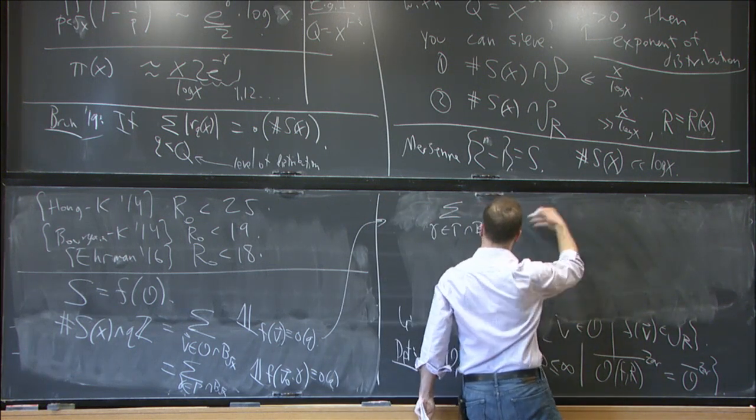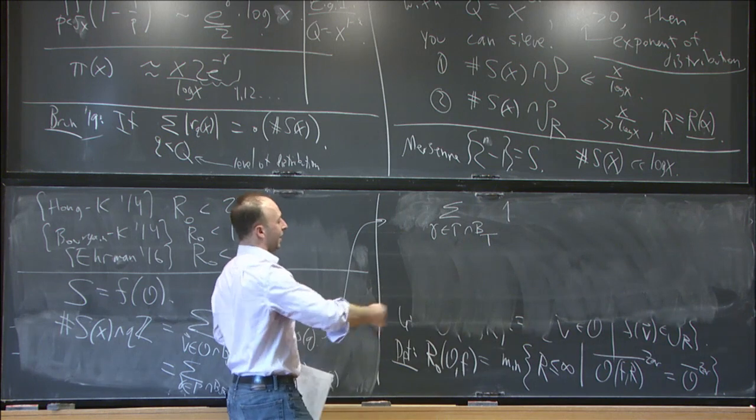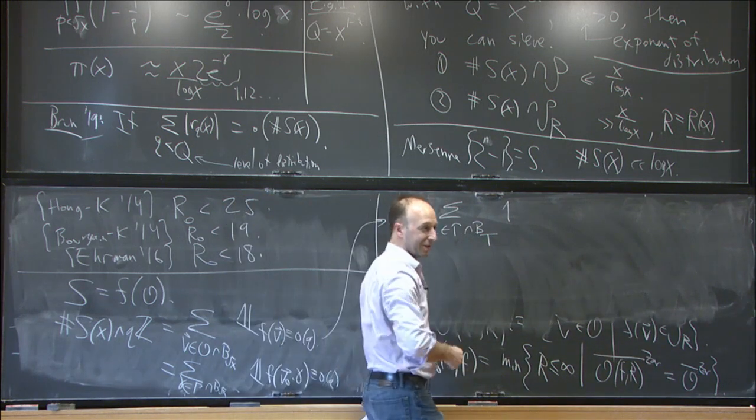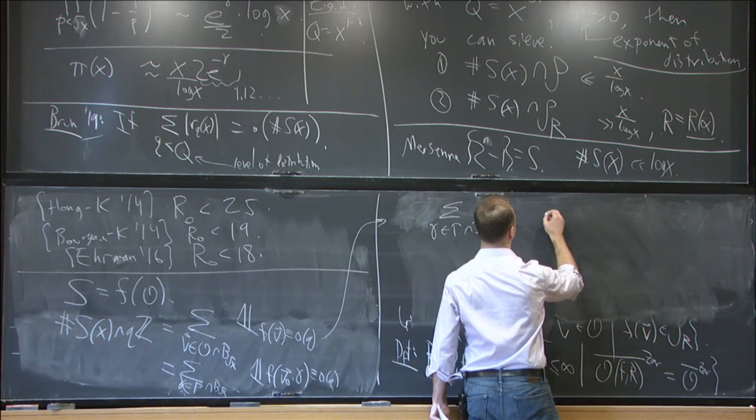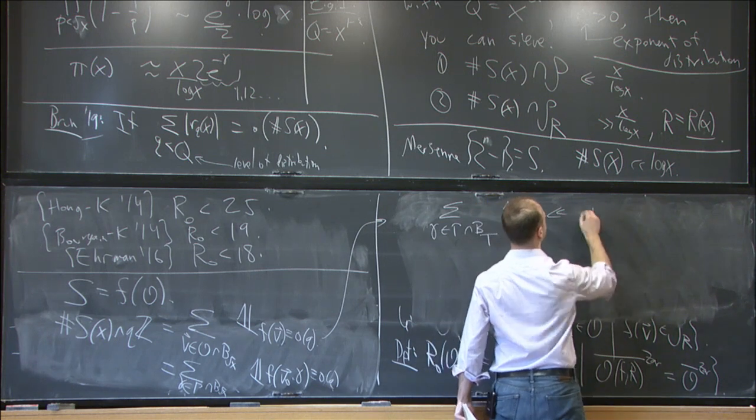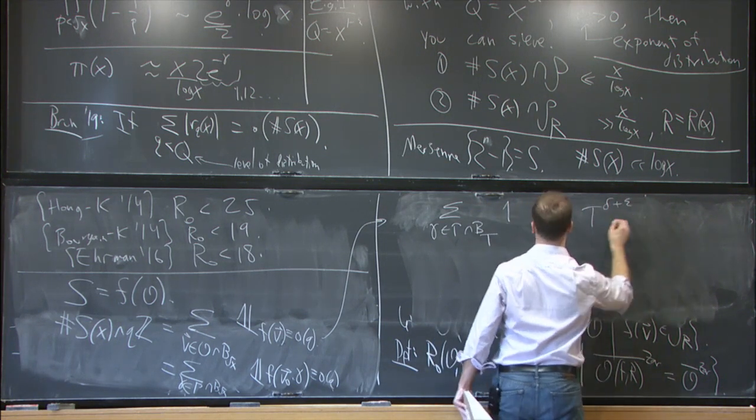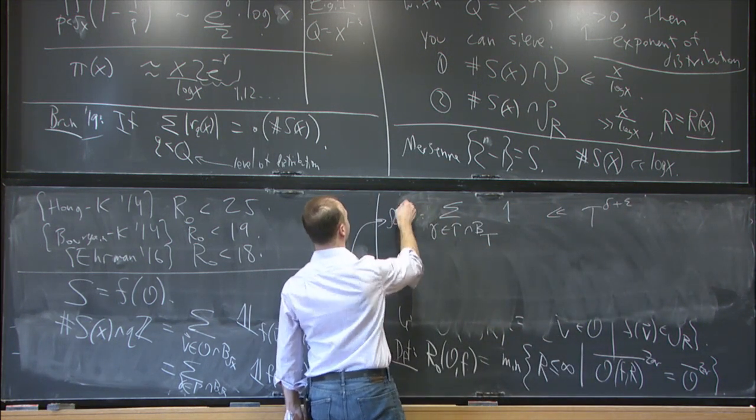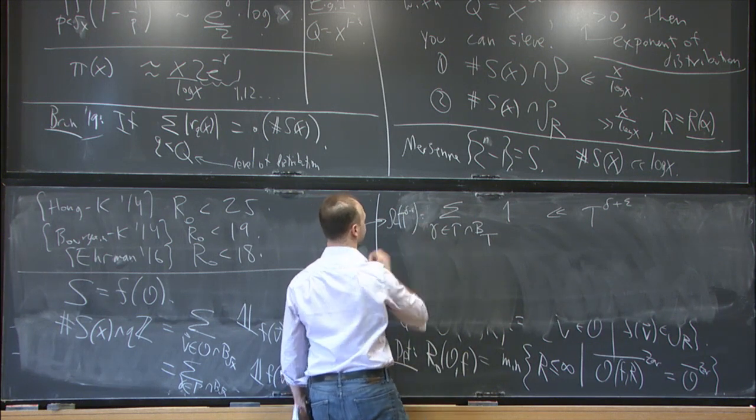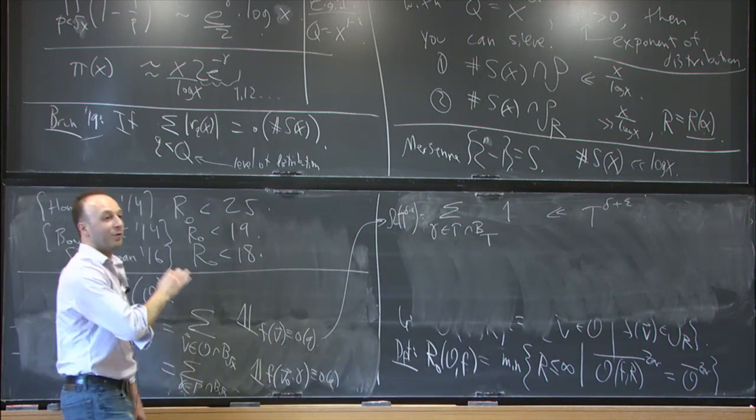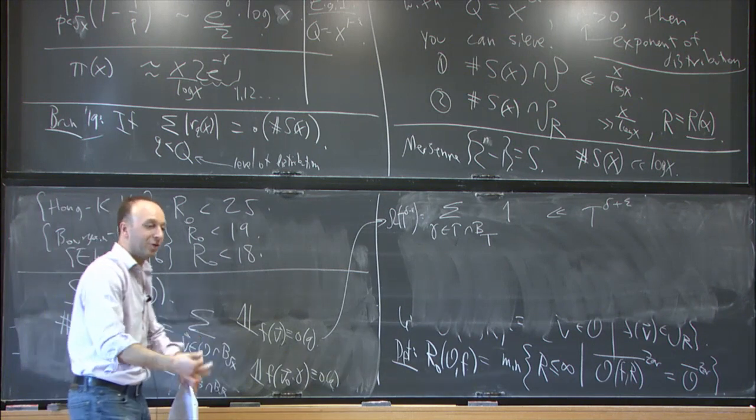But there always is some abscissa of convergence of this series. So this will be no bigger than t to some delta plus epsilon, and it'll be big omega of t to the delta minus epsilon. Okay, so there's some number delta for which the group grows at that rate.